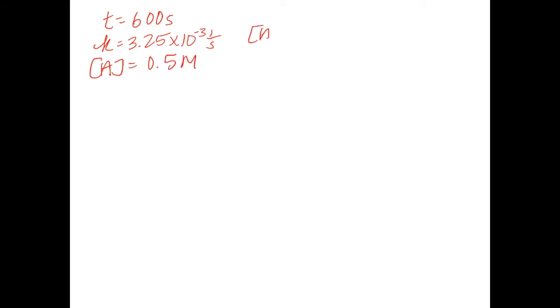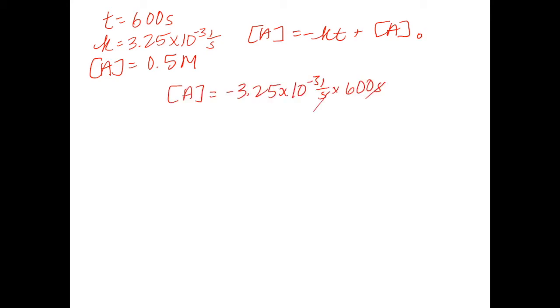My zero order rate equation is just the concentration of A is equal to negative KT plus the concentration of A naught. Okay, let's plug in. Notice all these have been the same information, but because we have a different way that the concentration is influencing the rate, it's going to go faster or slower. If we solve, we end up with negative 1.45 molar. Well, that doesn't really make sense. How do you have negative concentration? You can't.